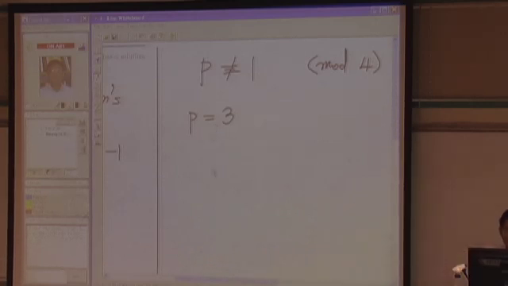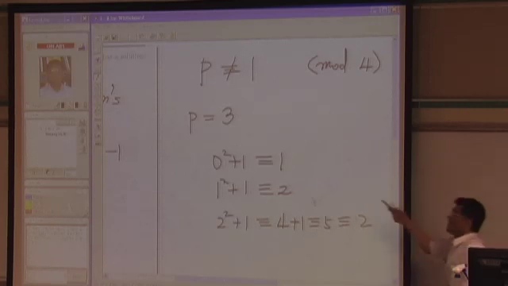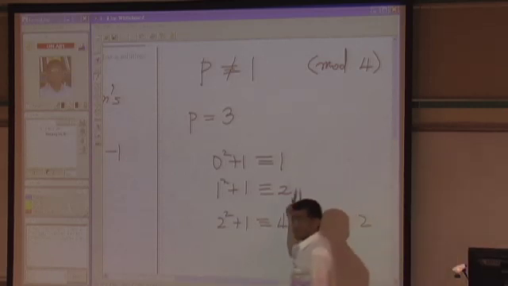Then, as you can see, 0 squared plus 1 is congruent to 1. 1 squared plus 1 is congruent to 2. 2 squared plus 1 is 4 plus 1, which is 5, congruent to 2. So it cannot happen when it is 3.